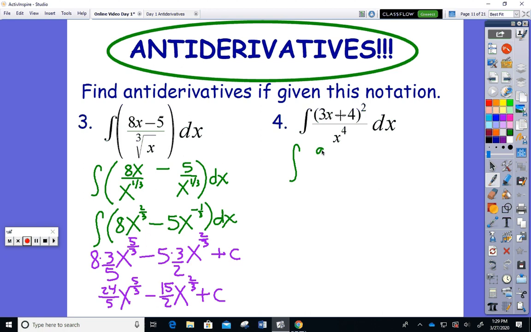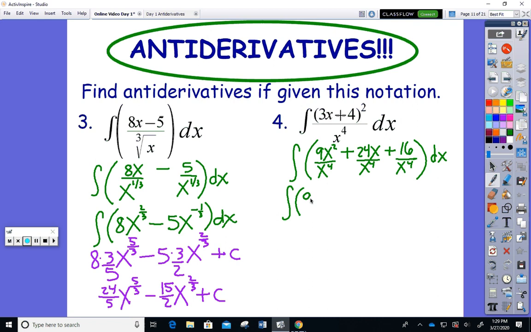First squared is 9x squared. The second term would be 3x times 4 is 12x, doubled. The third term would be second squared is 16. And I'm going to say over x to the 4th. Now let me put parentheses around my integrand and say dx. So I'm going to continue to make it antiderivative ready.